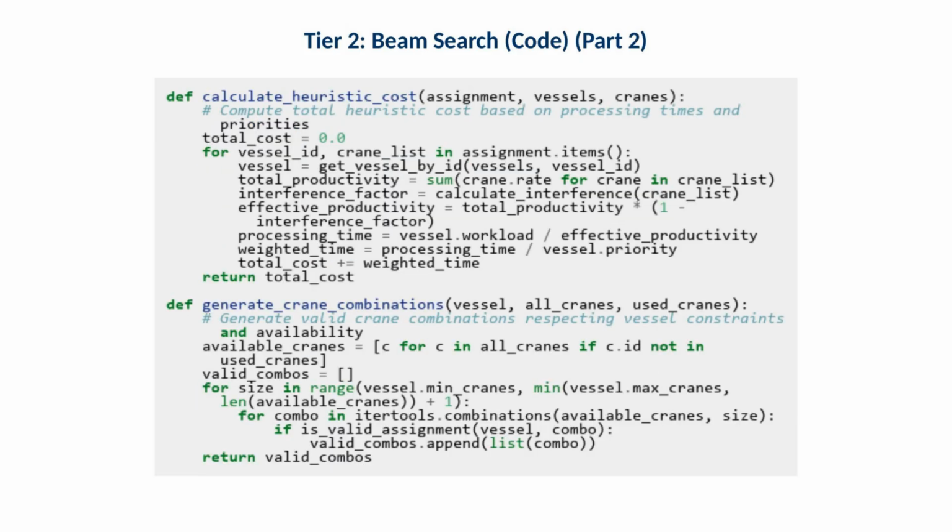This section expands candidate states and applies pruning to keep only the best K candidates at each level. The pruning step is what makes beam search practical. It prevents the search tree from exploding while still exploring more than a single greedy path.